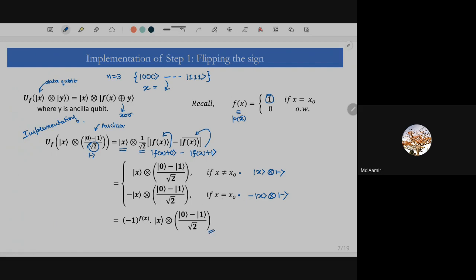So thus we can combine these two and write it like this: (-1) raised to f of x, x tensored with minus. So when x is equal to x naught, this will give a minus sign, because f of x is 1, and then we'll get this part. And if x is not equal to x naught, then we'll get this part. So this is how the flipping of sign is implemented using this unitary U_f.